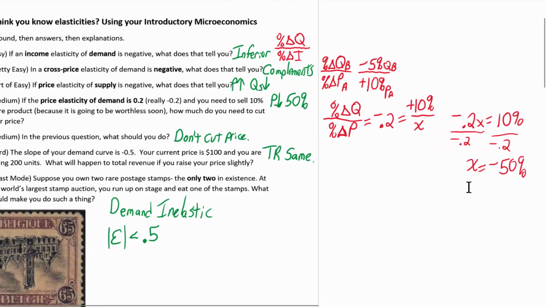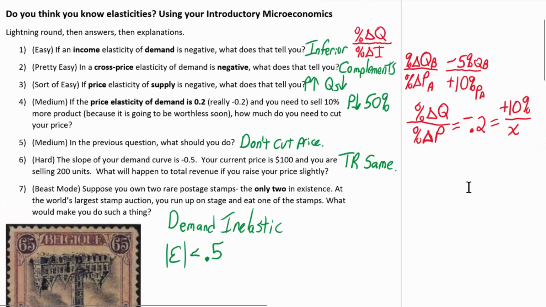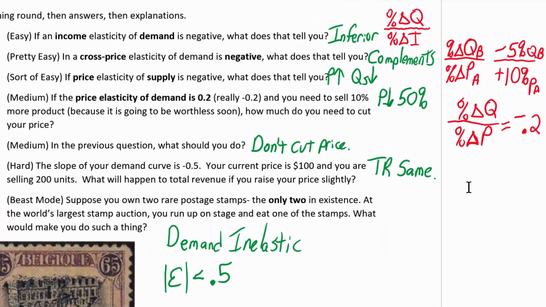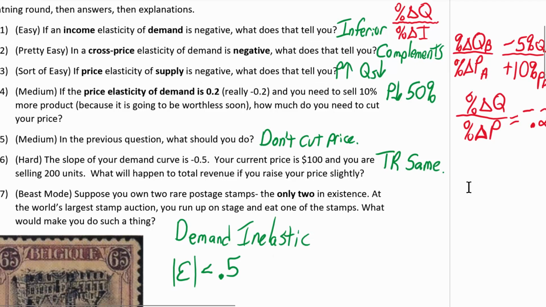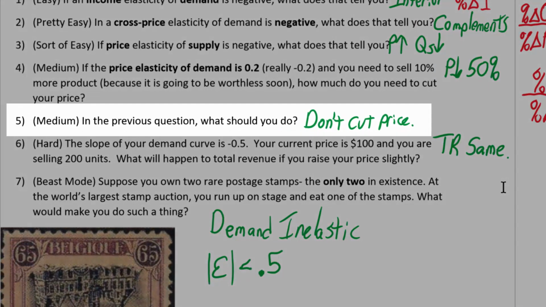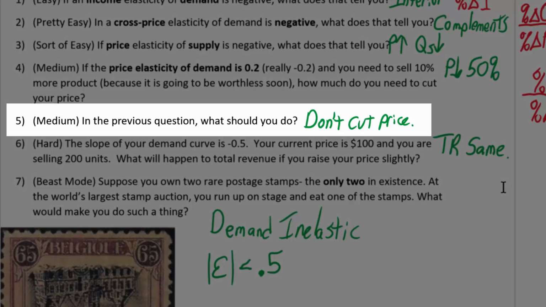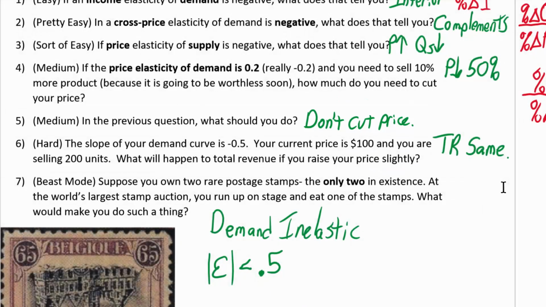So the idea here is you're going to have to be cutting your price an awful lot since this good is very inelastic, not very responsive to price. So if you want to sell 10% more and people aren't very responsive to price, you're going to have to cut your price quite a bit, by 50% in this case. So the next question asks, well, what should you do in this case? Suppose the only way for you to sell 10% more is to cut your price by 50%. My answer is, don't do it.